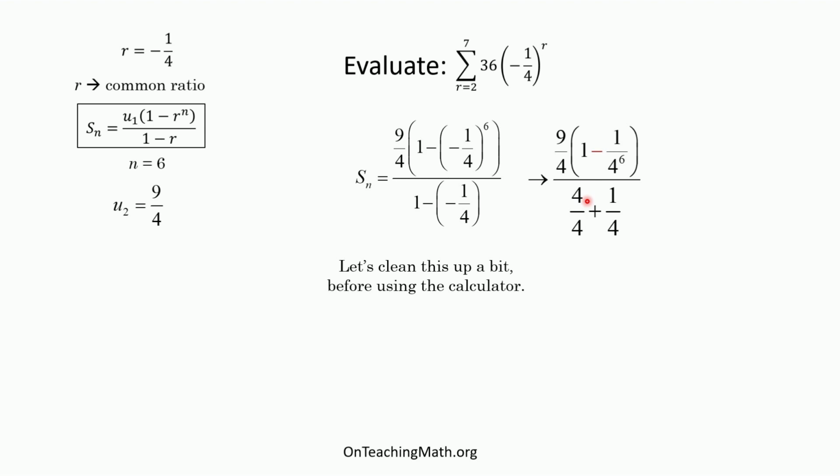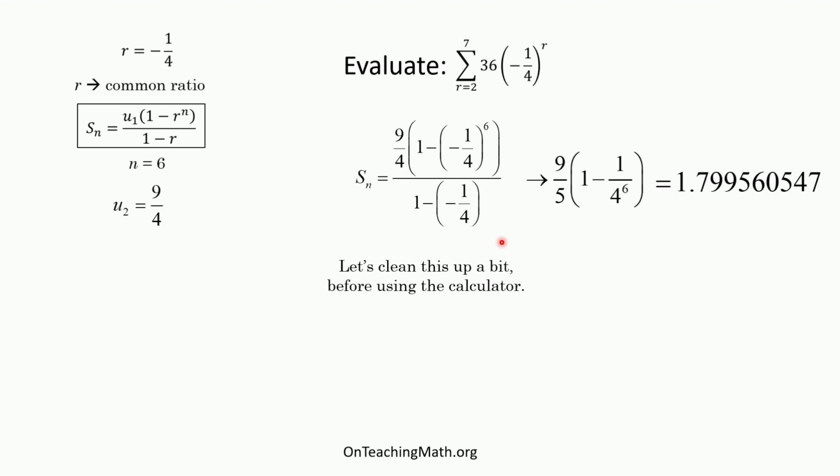Now let's talk about the denominator. If we get a common denominator and then just add them together, and it is an add in this case because there's no exponent, so a negative and a negative makes a positive, that's 5/4. So what we have now is that numerator divided by 5/4. The way we divide by a fraction is, of course, to multiply by its reciprocal, and as you can see, those 4s will reduce. So we're going to have 9/5 times 1 minus 1/4 to the power of 6. We plug that into the calculator, and that's what we get.